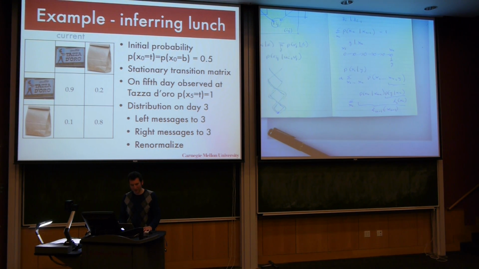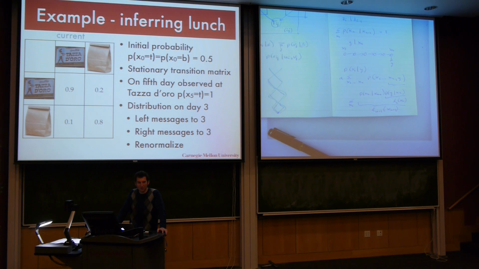So let's say I want to figure out what I'm going to have for lunch, right? And we start off by assuming that, initially, I am ambivalent to whether I brown bag or whether, let's say I have lunch at Tazzadoro. And so on top of that, I have a transition matrix. And to make things really simple, I've assumed a stationary transition matrix, and it basically goes as follows.